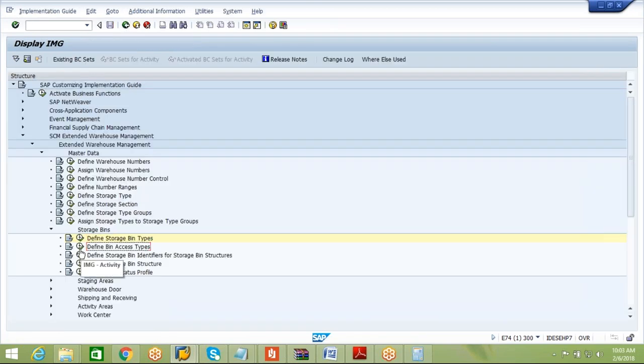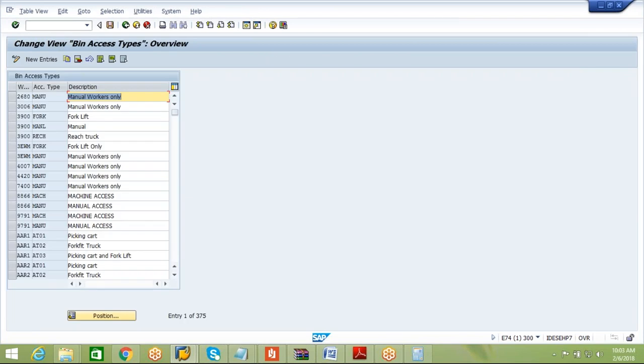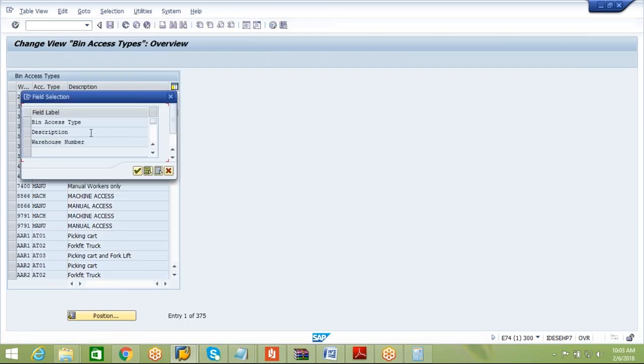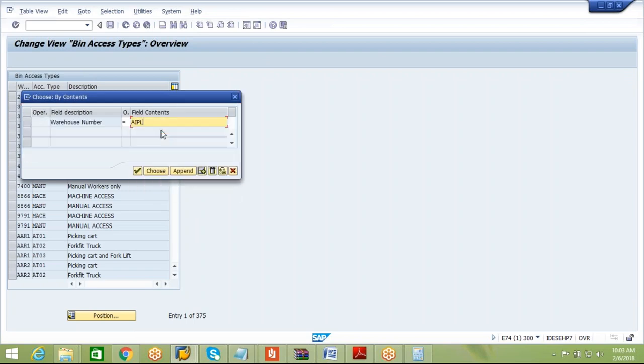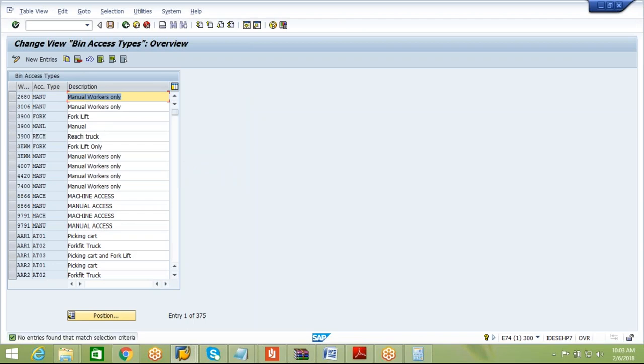One concept is there, bin access type. Bin access type. What is this? I will show you. I need to show some image to discuss about this bin access type. Okay.